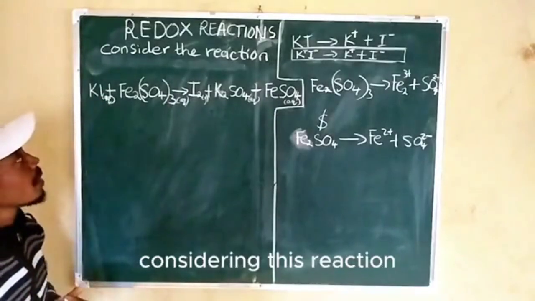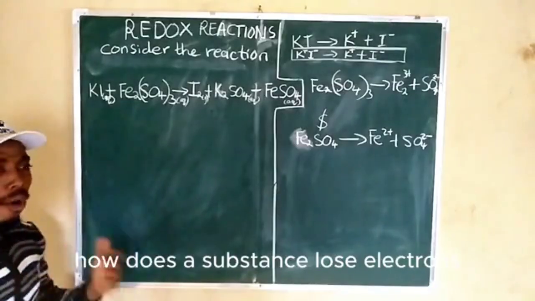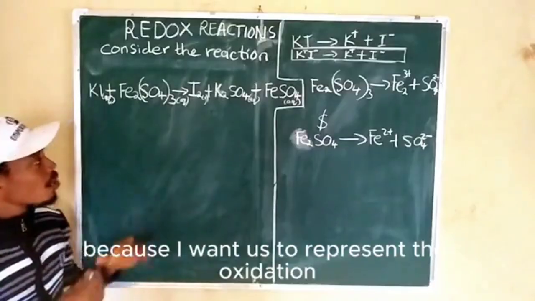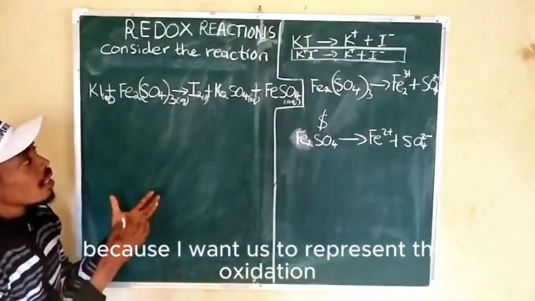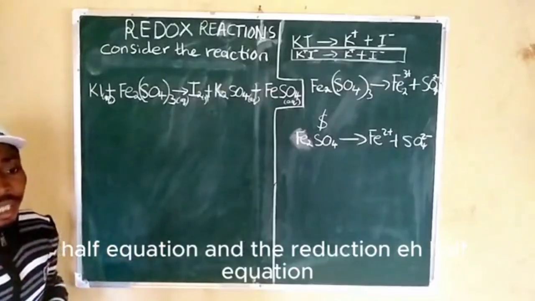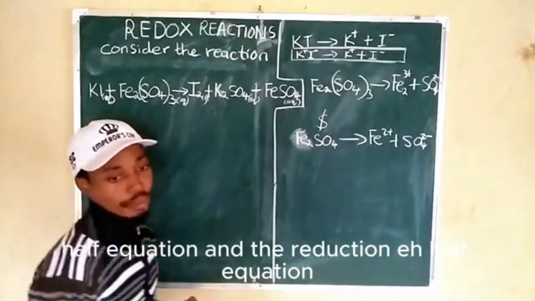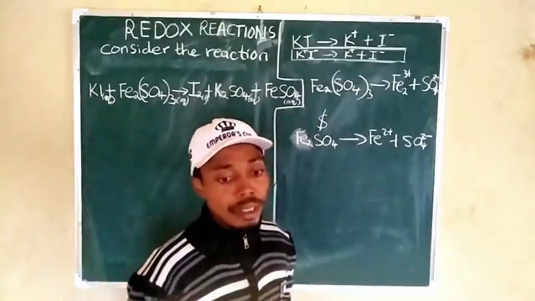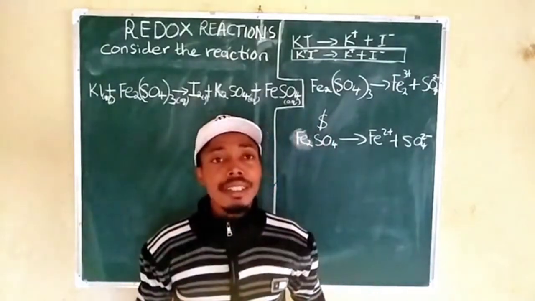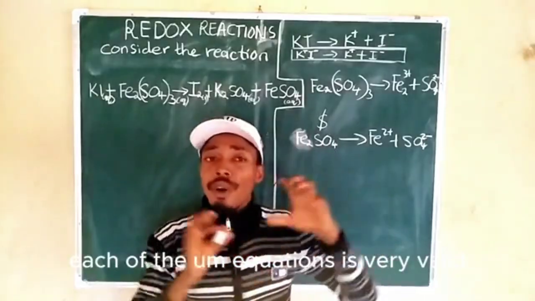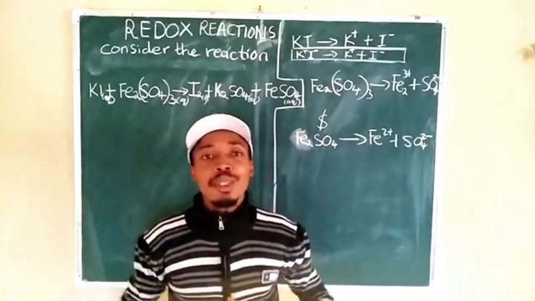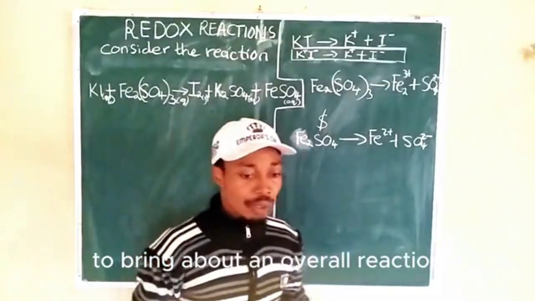Considering this reaction, how does a substance lose electrons? How does it gain electrons? Because I want us to represent the oxidation half equation and the reduction half equation. Because these two reactions complement each other, each of the equations is very valid to bring about an overall reaction.